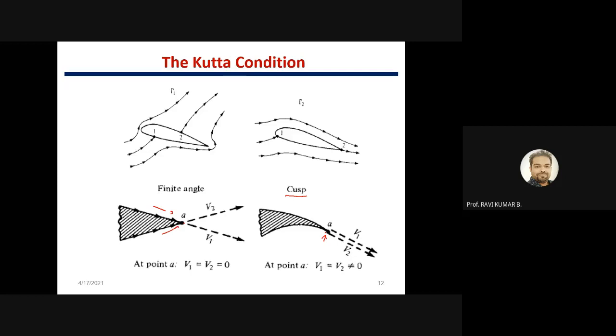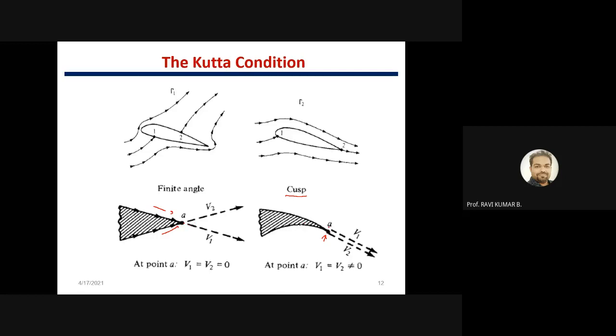Most airfoils, if you look at them, have a cusped trailing edge. So in order to satisfy the Kutta condition for a given airfoil at a given angle of attack, the value of circulation around the airfoil is such that the flow should leave the trailing edge smoothly. This is the general statement of the Kutta condition. How to achieve that? If the trailing edge angle is finite, the trailing edge will be a stagnation point.